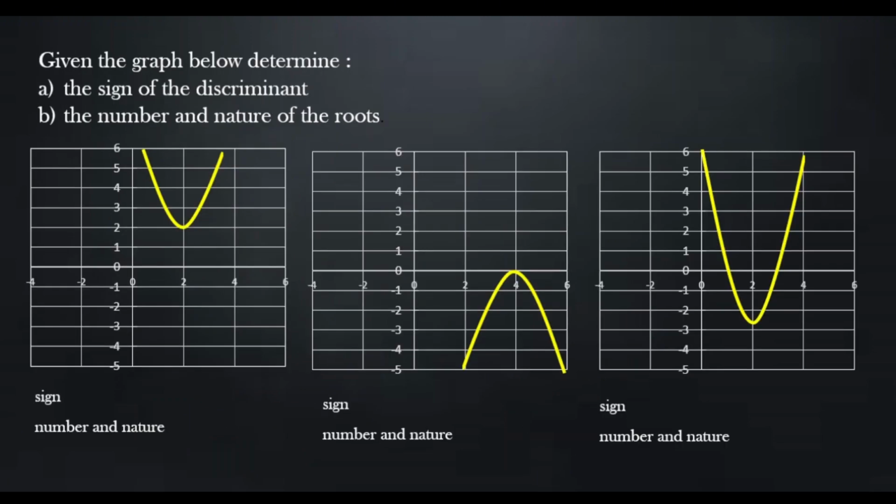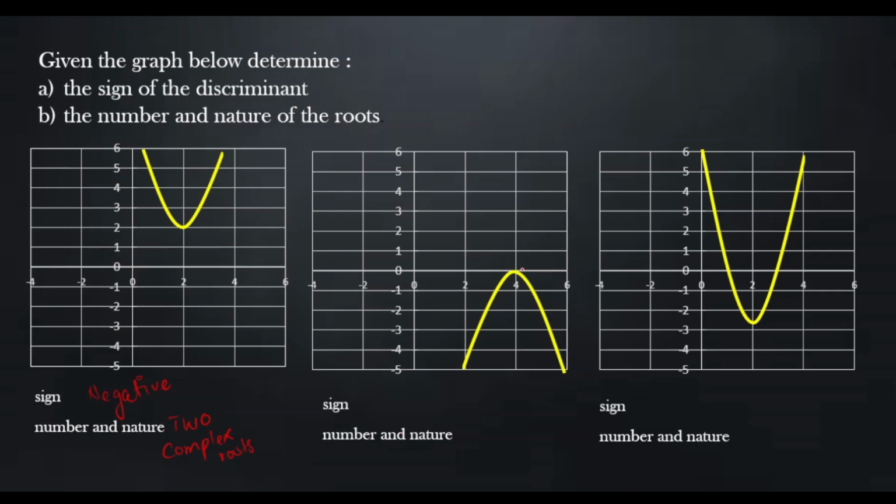Determine the sign of the discriminant and the number and nature of the roots. So the graph parabola is not touching the x-axis anywhere. If it is not touching the x-axis anywhere, that means the discriminant is negative and there will be 2 complex roots in the form of iota.